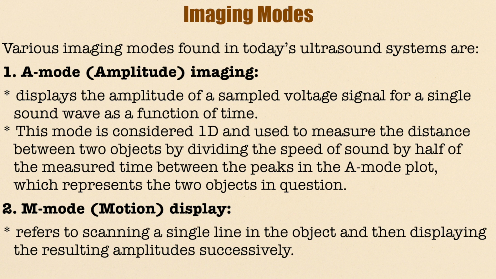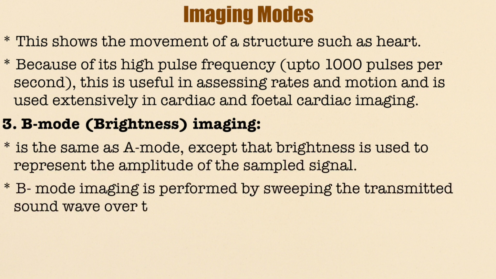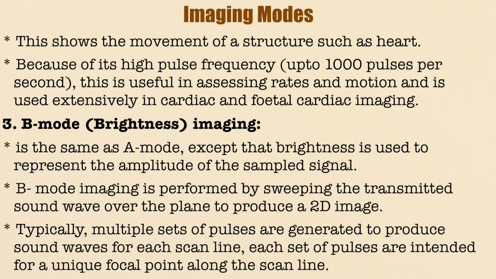Second, M mode, motion display. It refers to scanning a single line in the object and then displaying the resulting amplitudes successively. This shows the movement of a structure such as the heart. Because of its high pulse frequency, up to 1000 pulses per second, this is useful in assessing rates and motion and is used extensively in cardiac and fetal cardiac imaging.